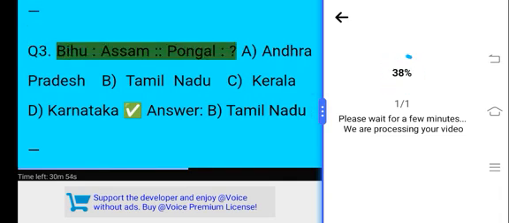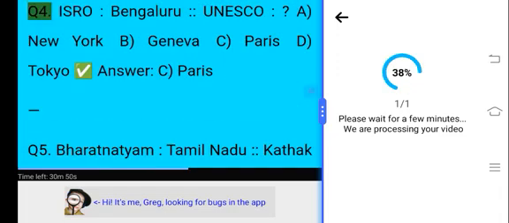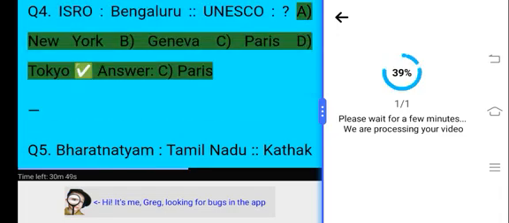Q3. Bihu, Assam, Pongal. A. Andhra Pradesh B. Tamil Nadu C. Kerala D. Karnataka. Checkmark answer: B. Tamil Nadu. Q4. ISRO, Bengaluru, UNESCO. A. New York B. Geneva C. Paris D. Tokyo. Checkmark answer: C. Paris.